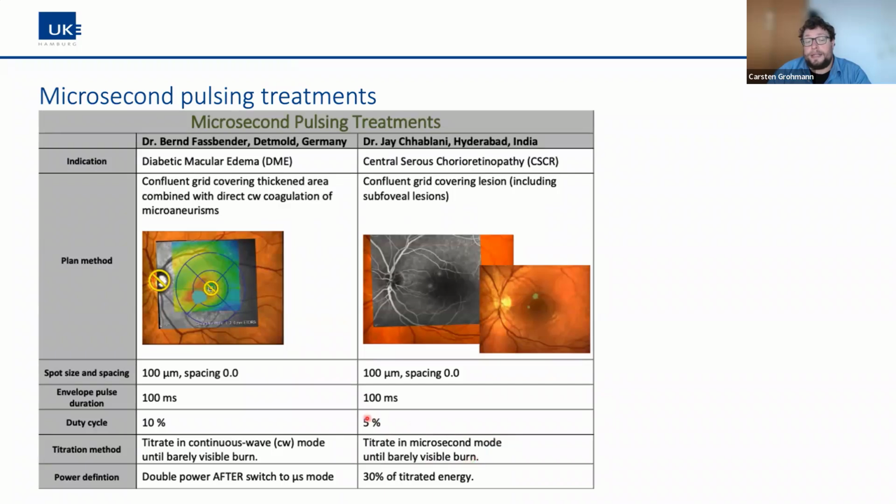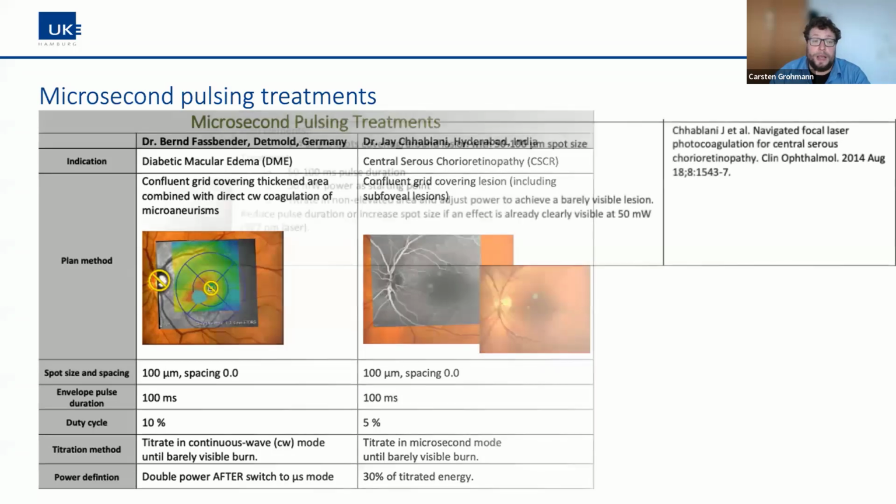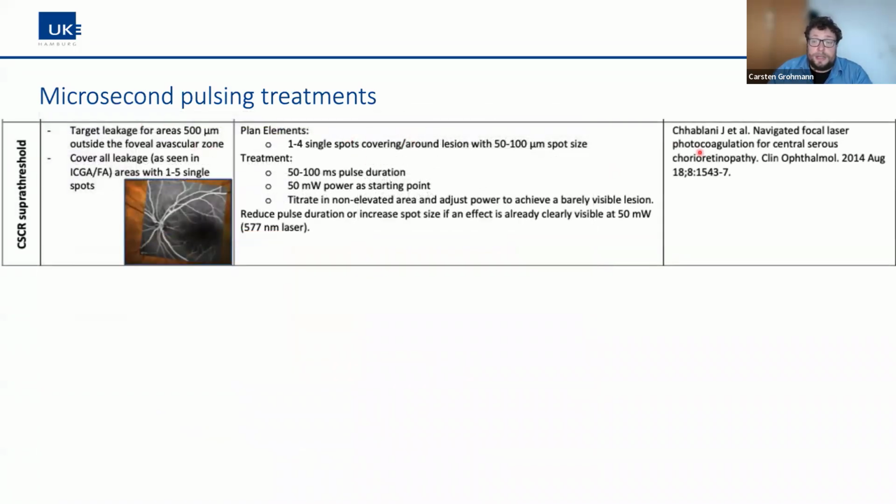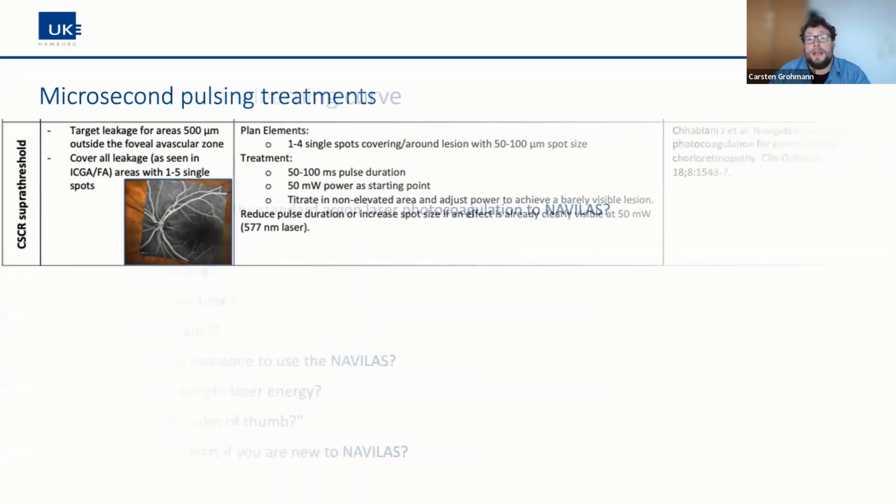But you should have in mind that it's a duty cycle of 5%. This is titration in microsecond pulse, so you need a lot of energy to release a burnable spot. And then from the titration energy, you should take around 25 to 30% of the energy for your treatment in the fovea, in the central area. There are different approaches that are also already published, and we have good experience with those protocols given by the vendor of this system.